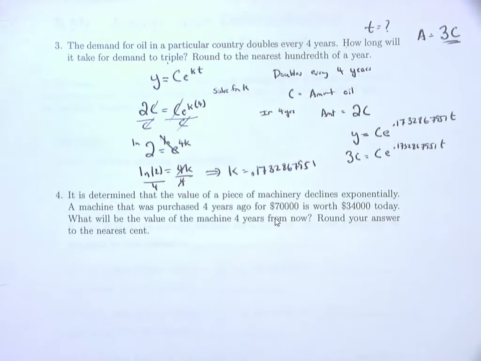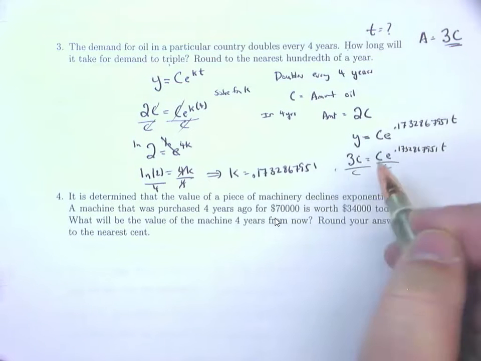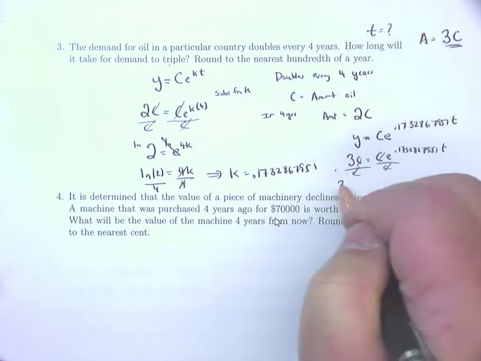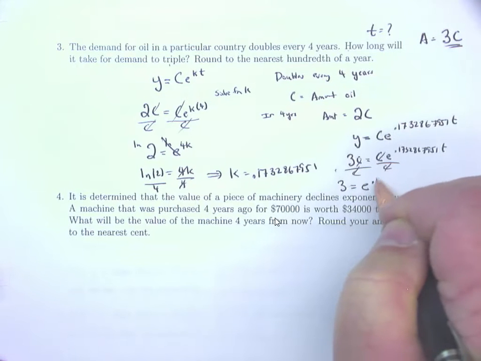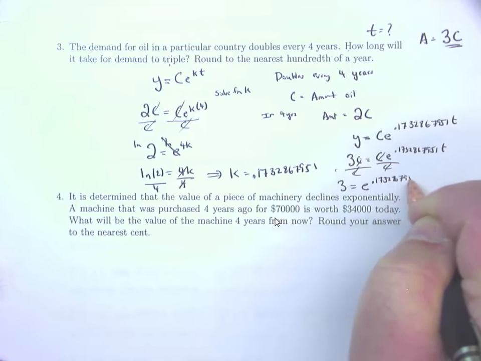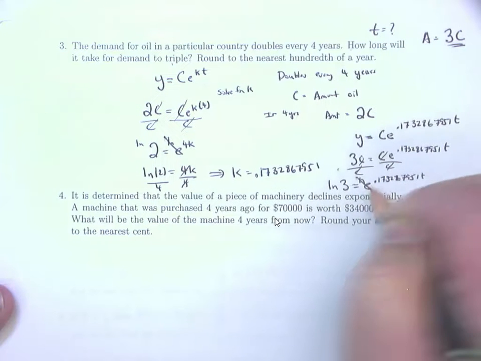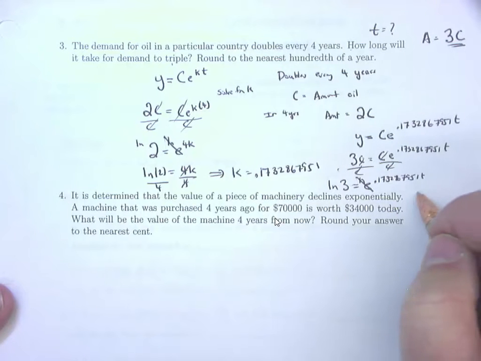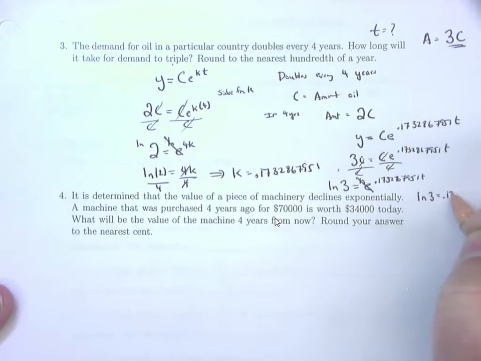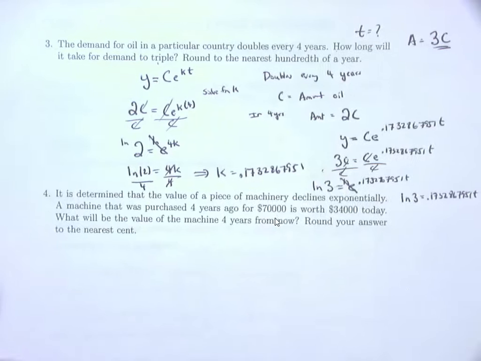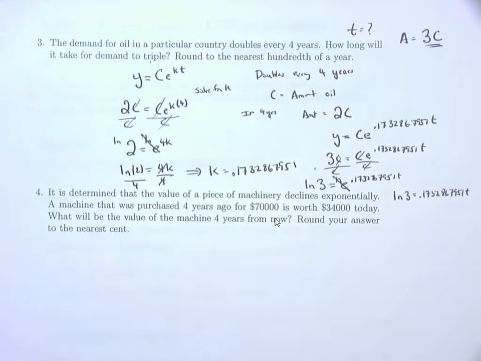I know that C's bothering you, but don't, because your first move is always to do what? Divide, and when you divide, what happens to the C's? They're going to cancel, and you're left with 3 is equal to e to the 0.173286795t. Now, what kills off that e? Natural log. Take the natural log of both sides. That cancels. You're left with, bring it down this way, the natural log of 3 equals 0.173286795t. And the last move you got to have is to do what? Get the t by himself. Divide.